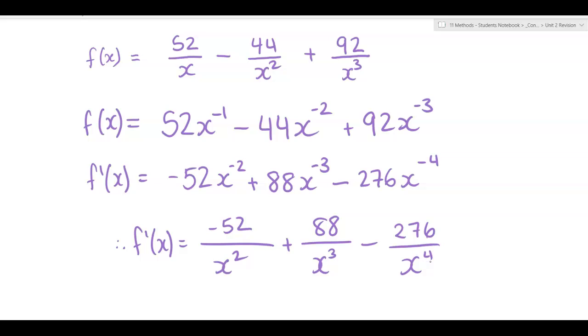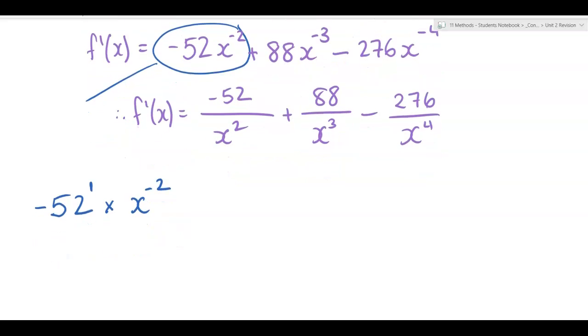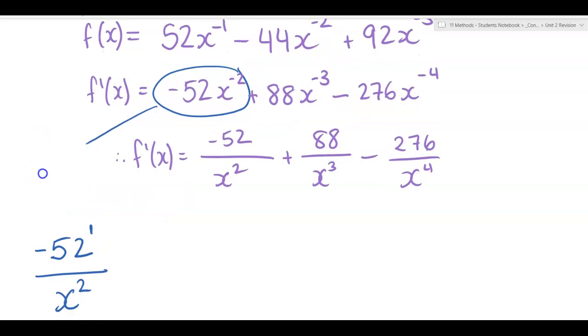Is that what everyone got? Yes? Yeah, I know, people are still writing. Okay, what is actually happening, if we look at this here, I have -52 to the power of 1 times x to the power of -2. Which one has the negative power? Just the x. That means just the x goes on the bottom and the coefficient stays on the top.